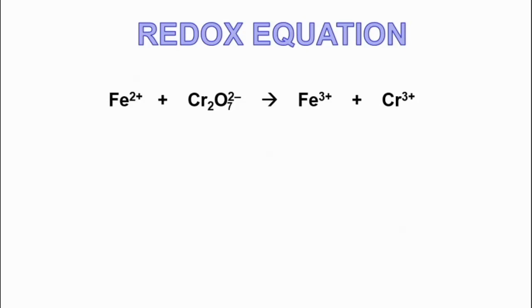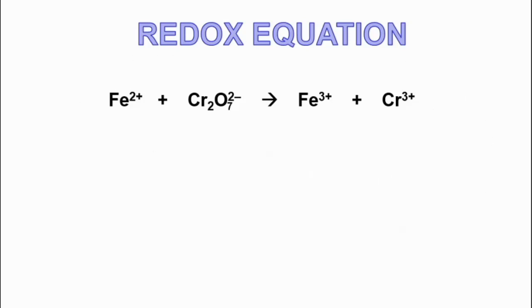For this lesson, I'm going to use this redox reaction as the example. What do we have here? Iron 2 ion reacts with dichromate ion to produce iron 3 ion and chromium 3 ion. So actually this is a redox equation, or a redox reaction.